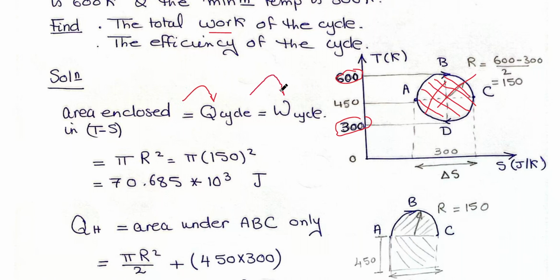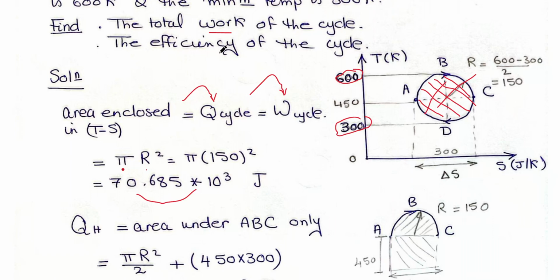But it is the same as the work because in the cycles we don't have change in internal energy, so Q equals W. So all I have to do is to get this area. This is the area of a circle, which could be calculated by pi r squared. That's why we calculated the radius of the circle, and then you substitute with the value to get the amount of heat and the amount of work done per cycle in joules.